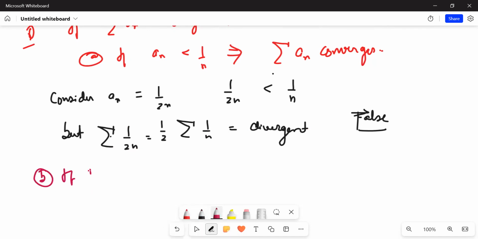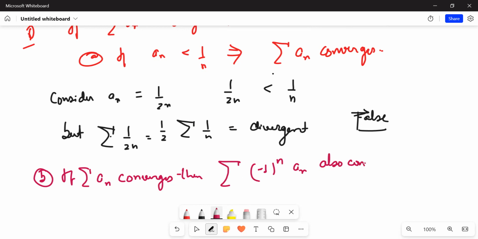What do you think about this? If summation an converges, then summation minus 1 raised to power n times an also converges. What do you think the answer should be? True or false?